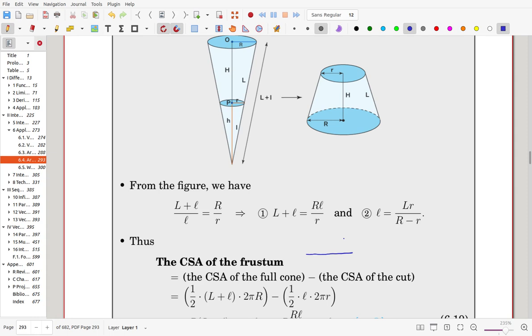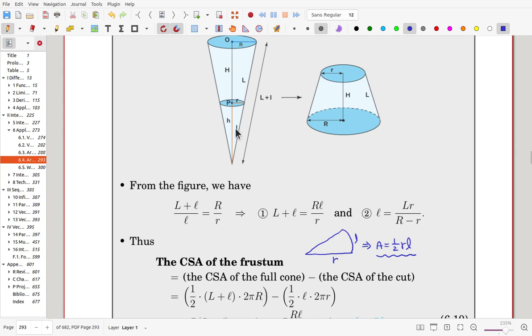In general, once a sector is given, in high school you used the notation R, radius, and sector length L. Then the area of the sector is half times RL. You learned this one. So for this full cone, it is half times the radius, capital L plus l, and once it's cut, that will be the arc of the sector. So that length must be 2 pi capital R. So we have this one.